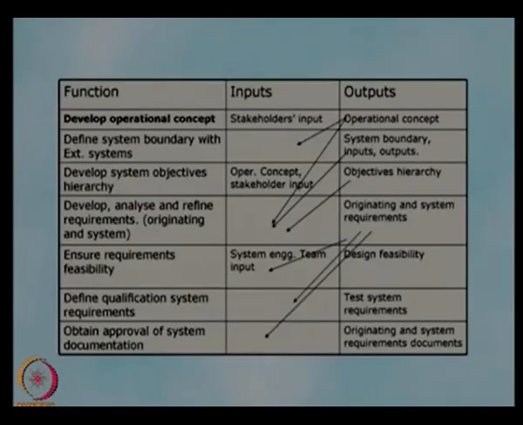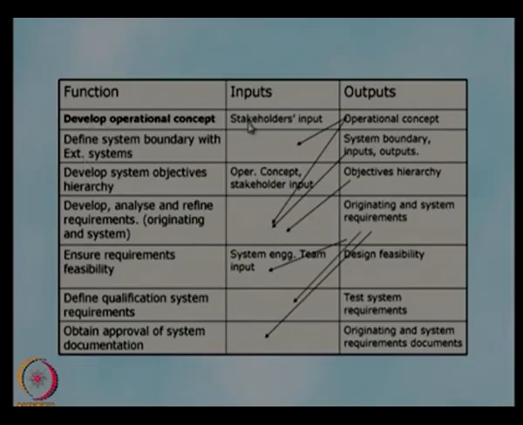So, this chart explains the various stages and the inputs and outputs for each stage in the first function. As you can see here, develop operational concepts is the first stage, where we have the stakeholders' input as the major input, and the output from this stage is the operational concept. We develop a very top-level operational concept, very abstract and without much detail. This will be the output from the first stage of develop operational concept.